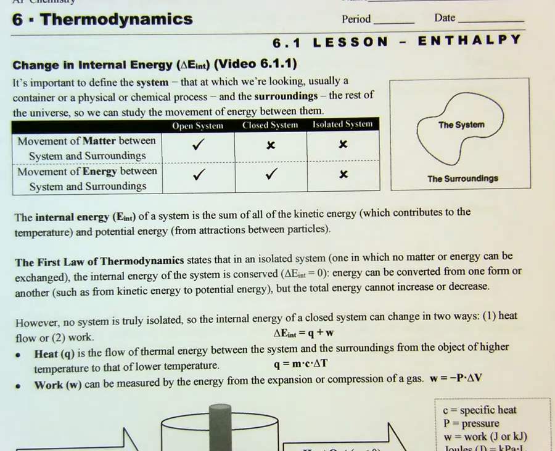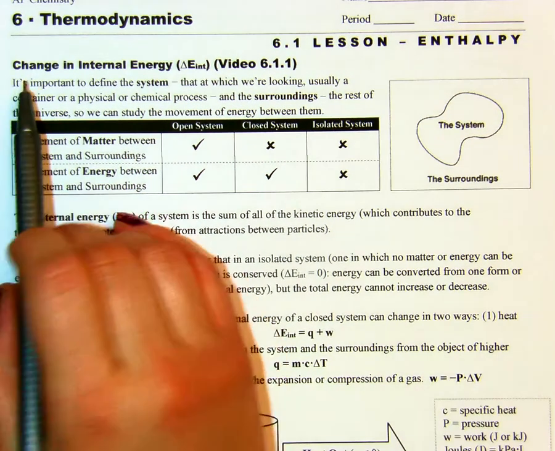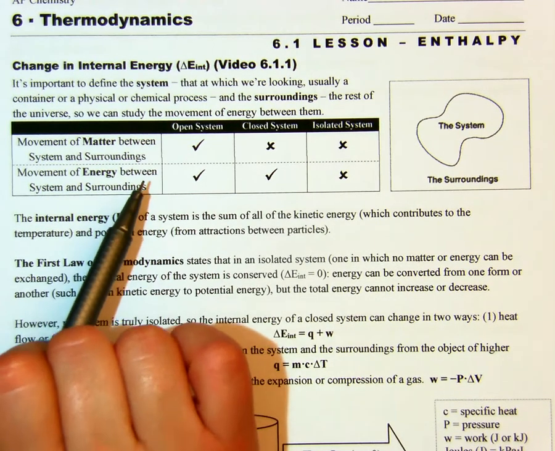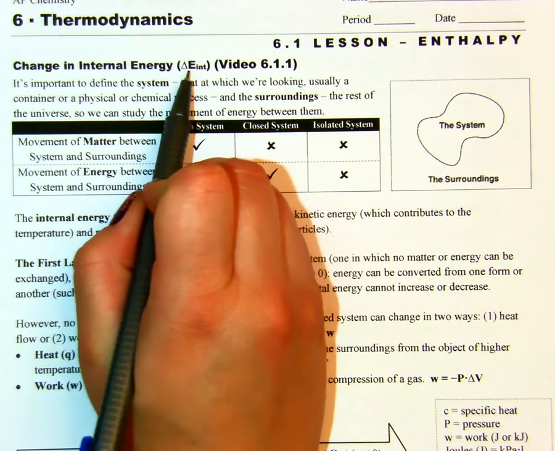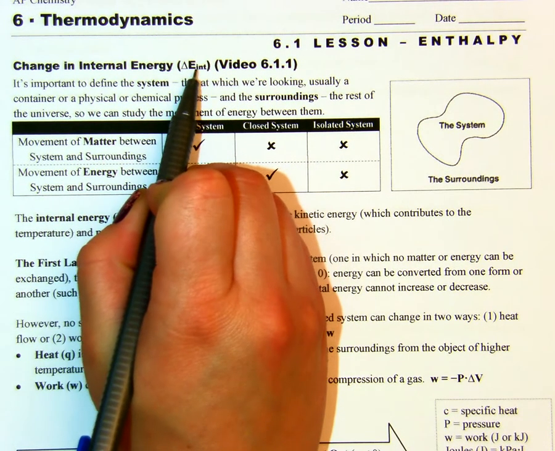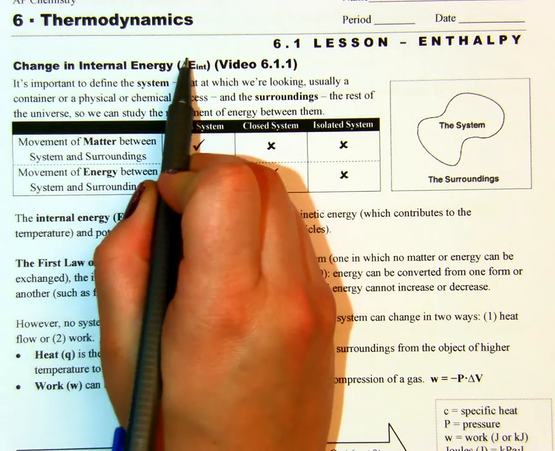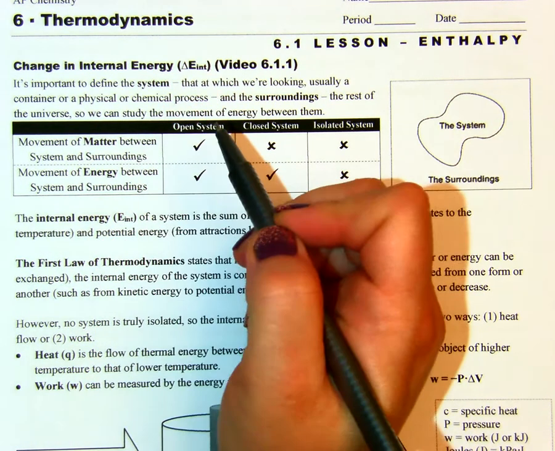So this is our 6.1 lesson. The first thing we are going to start our discussion talking about is internal energy. And that has the symbol E-int, int for internal. And this triangle, of course, is delta, means change in.